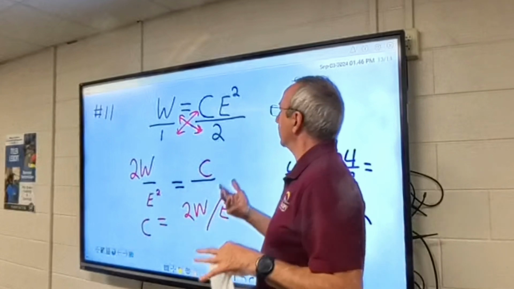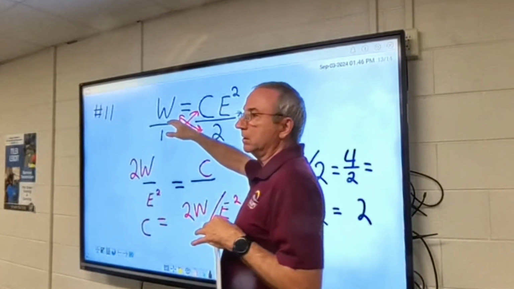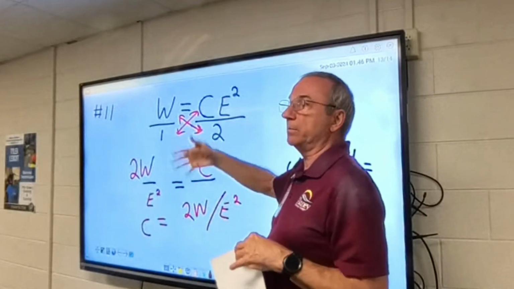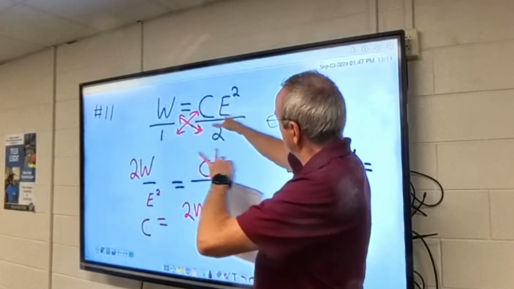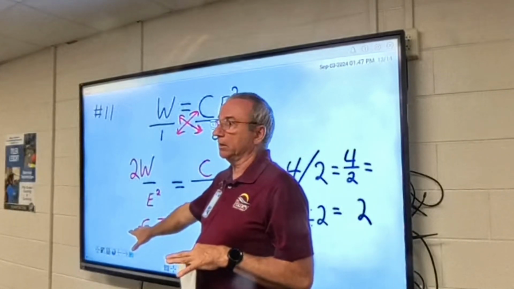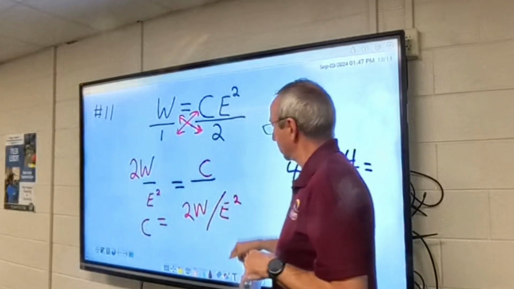Because what if they give you the numbers for E and for W, but they don't give you the one for C, and you want to make it easier, maybe you're going to be doing it a lot. You manipulate the formula so that now you've always got C is going to be your answer. You can just plug in the other numbers.